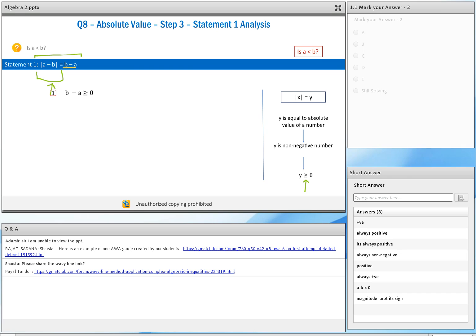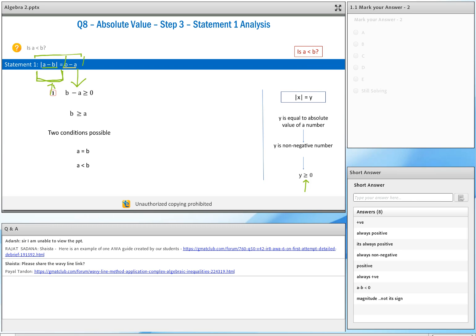Okay, so what do you get then? If B minus A is nothing but the modulus of a number, in this case the number A minus B, then B minus A is always greater than or equal to 0. Which means that B is greater than or equal to A, so either A is equal to B or A is less than B, which means that statement 1 is not sufficient.